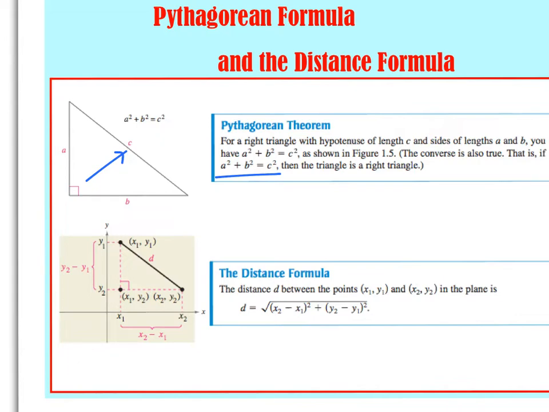And then this is your distance formula. All right. Your distance formula is the square root of the difference of x's squared, plus the difference of your y's squared. And these are exactly the same thing, because if you square root both sides of the Pythagorean theorem, guess what you get? You get the distance formula. So they go together hand in hand.